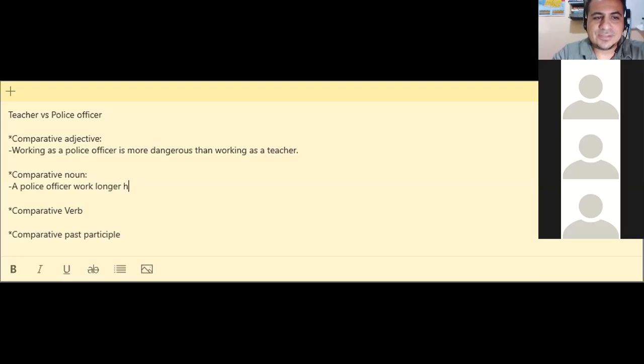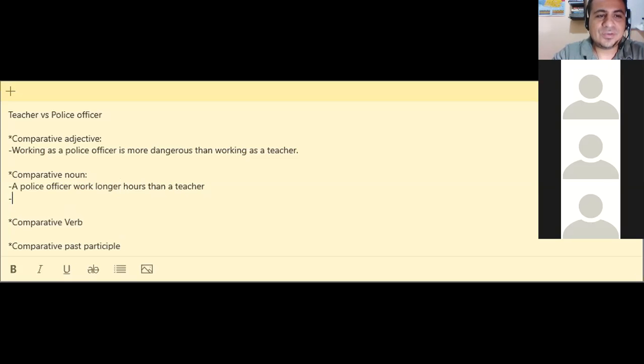A police officer, pero no copien mi ejemplo. No, ustedes tienen que tener un propio. Solo lo dejé para. Sí, está bien. Que quede ahí, pero vamos a hacer otro. A police officer works, con una S, works sorry, longer hours than a teacher. You can say a police officer has more blank than a teacher.